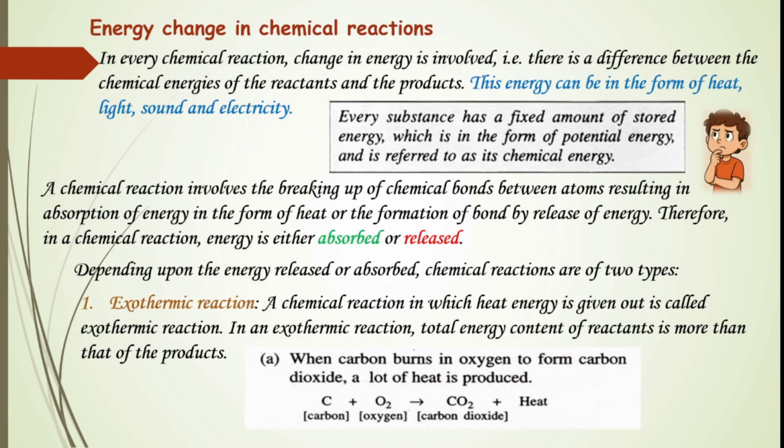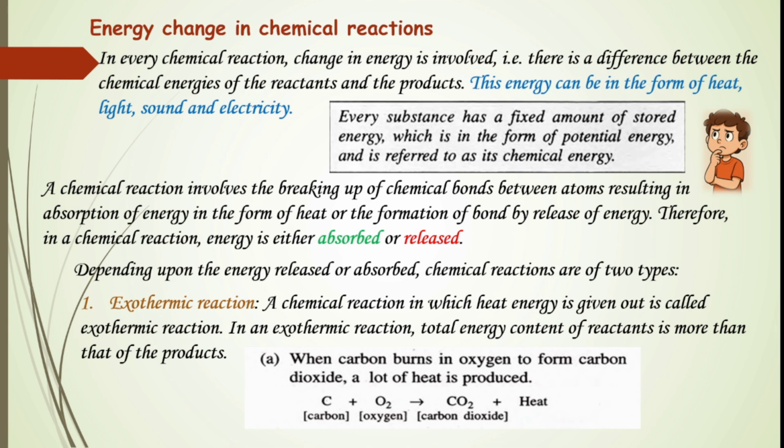Now, we have seen in the beginning how we know that a chemical reaction is taking place. Many things we have already studied. Whenever a chemical reaction takes place, there is always a change in energy. There is a difference between the chemical energies of the reactants and products, and this energy can be in the form of heat, light, sound and electricity. When a chemical reaction takes place, sometimes energy is absorbed or energy is given out. So many things happen during a chemical reaction.